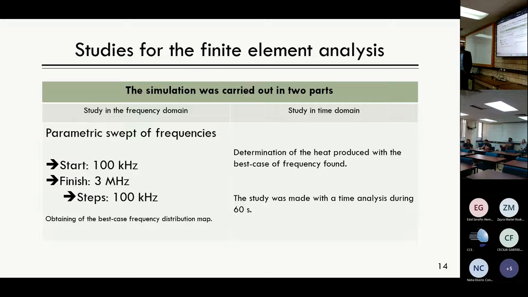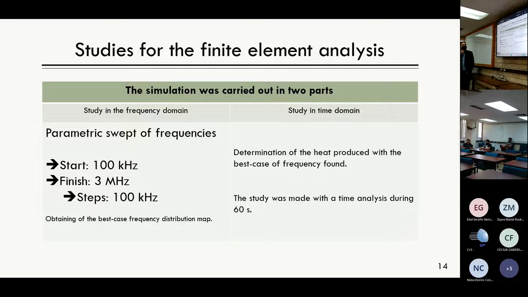For the analysis made, the simulation was carried out in two parts. The first part is a study in the frequency domain. A parametric sweep of frequencies was made, starting at 100 kilohertz and finishing at 3 megahertz, with steps of 100 kilohertz, to make an analysis and obtain the base case scenario or frequency distribution map.